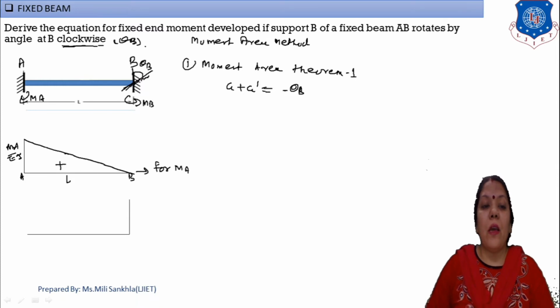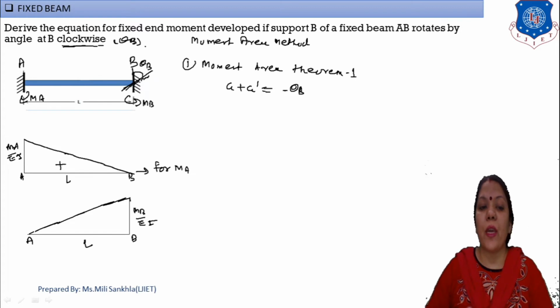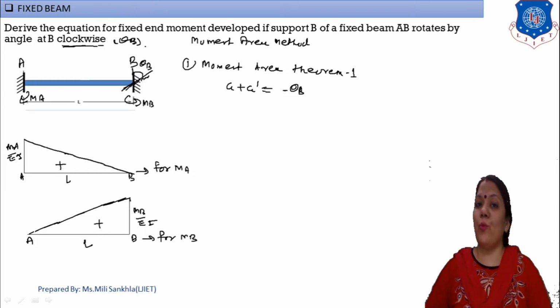Now second, when I am drawing the diagram of MB, at that time MA is equal to 0. Here MB by EI. This point is A point and this point is B and distance is equal to L. Simple, again connect these two points. This is our MB, like this way, plus diagram. This diagram is for MB moment. Now one by one put the values.